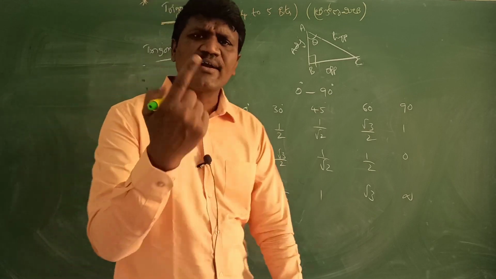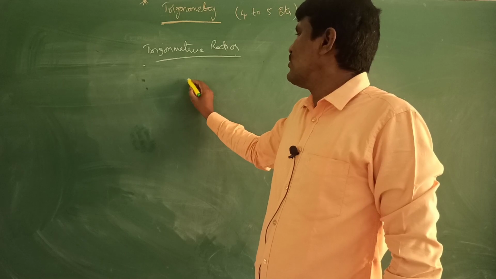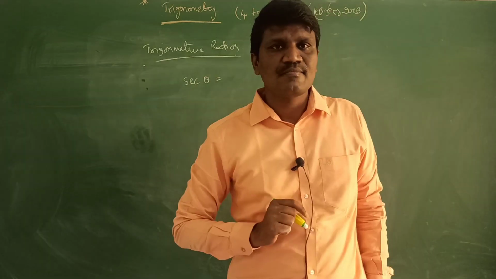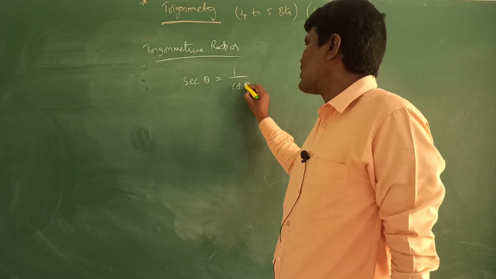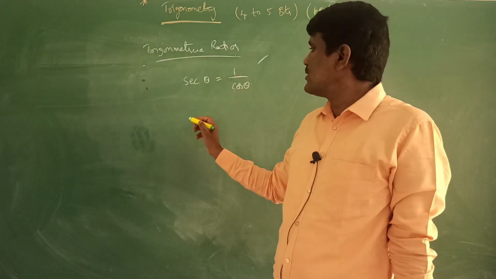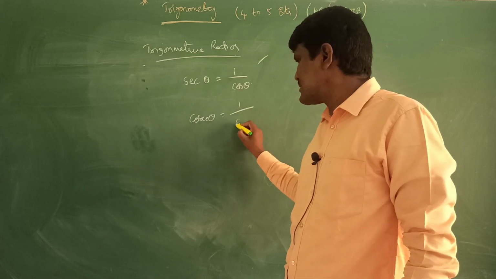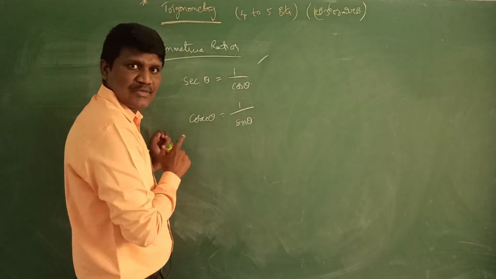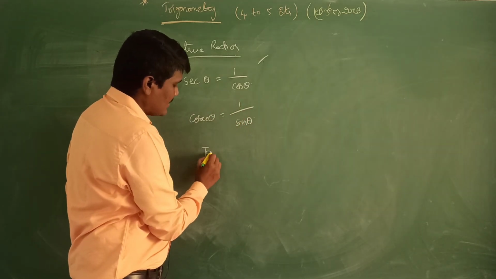Now some important formulas, whatever we have seen so far. First one is, what is sec theta? As I already said, sec theta is nothing but 1 by cos theta. This is an important one. Many times we will use cosec theta. Cosec theta is 1 by sin theta, which is also most important.